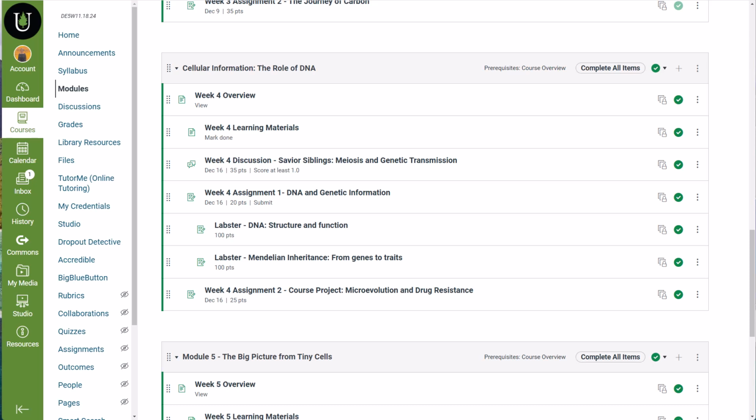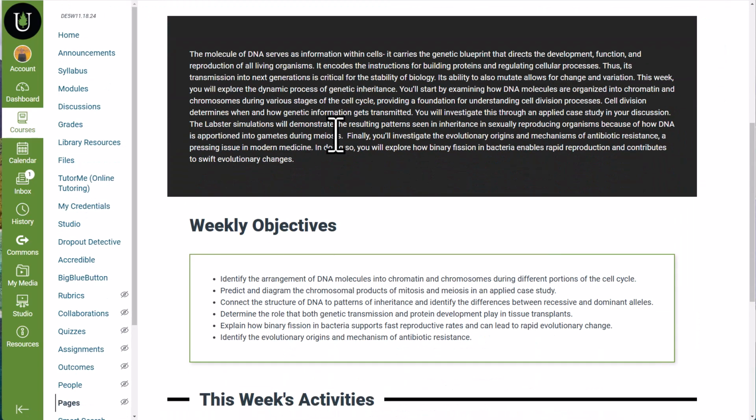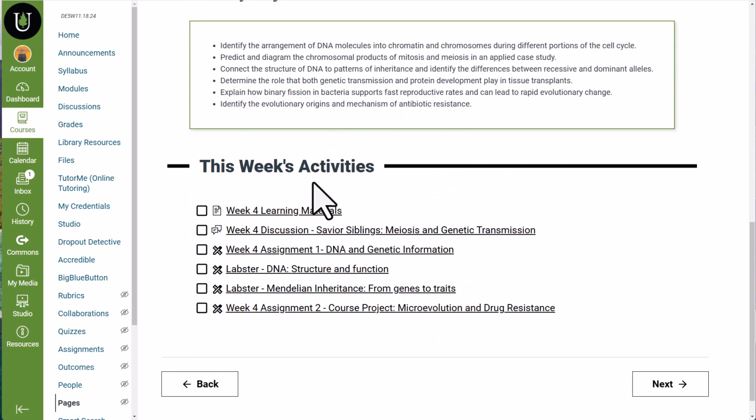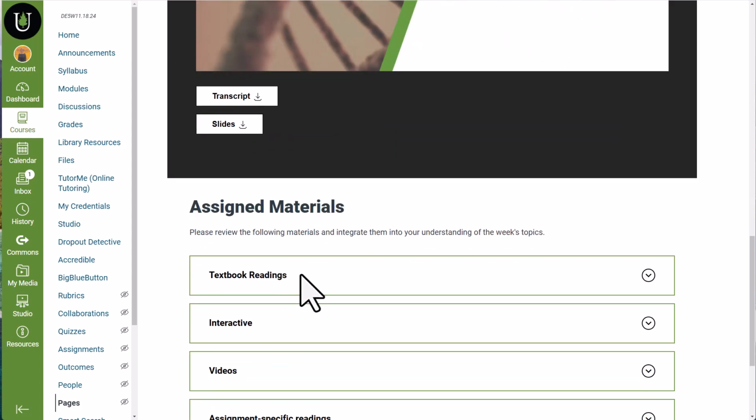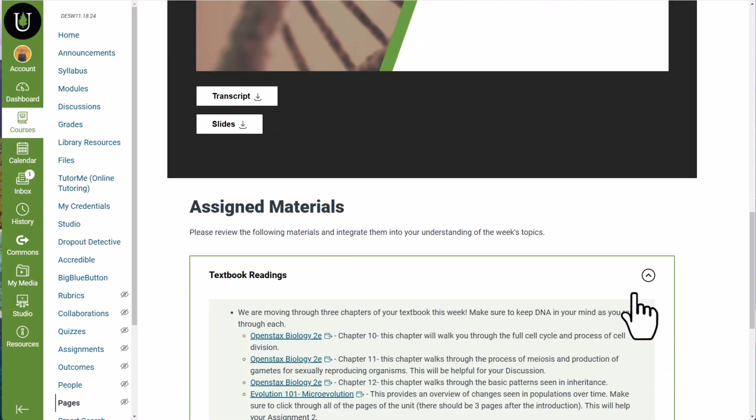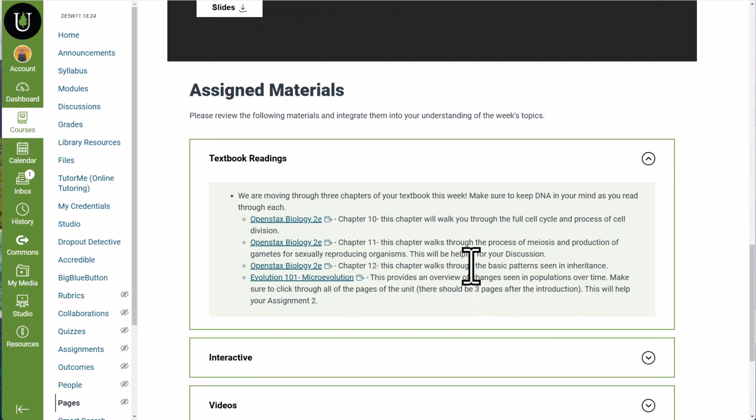Let's take a look at what you're doing this week in class. We are in Module 4. We're looking at the role of DNA. Here we have our overview, and it also lists the weekly objectives and the weekly assignments. You have your weekly video lecture and your assigned readings. There's quite a few items here in the assigned readings because we are looking at a variety of different processes.